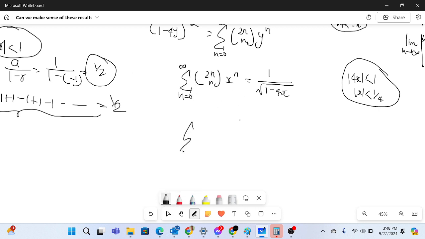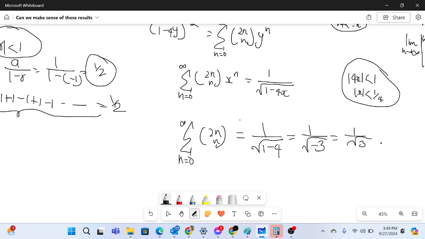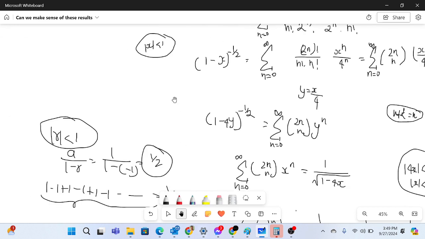So if I put x as 1, the sum from n equals 0 to infinity of (2n choose n) times 1 to the power n is just 1, and that gives us 1 by square root of 1 minus 4, that is 1 by square root of minus 3, that is 1 by square root of 3 times i, and if i goes in the numerator, that will be minus i by square root of 3. This is how I got the first value.